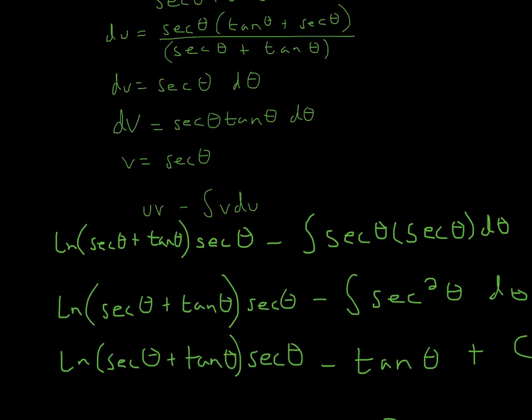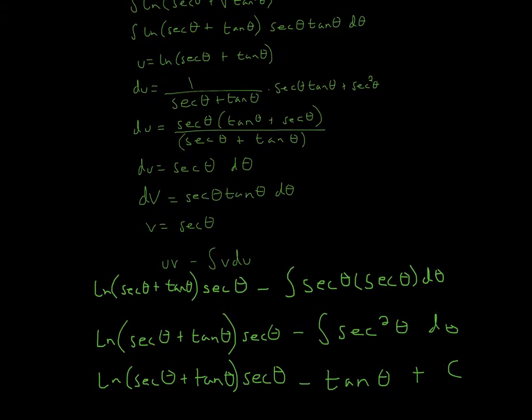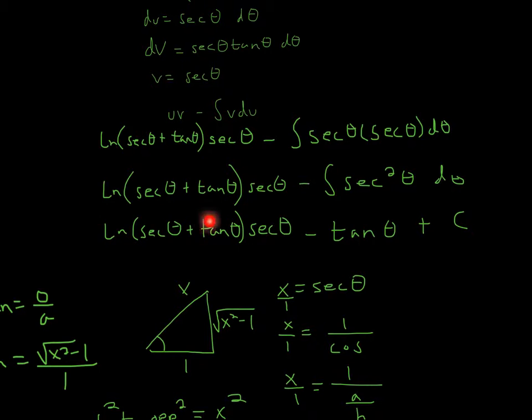So for u, we have ln of secant theta plus tan theta. We take that, and then v is secant theta, minus the integral of v times du, where du is secant theta d theta. We can simplify that to secant squared theta d theta, and then over here we have ln of secant theta plus tan theta, times secant theta. And so the integral of secant squared theta is tan theta. And don't forget the plus c.